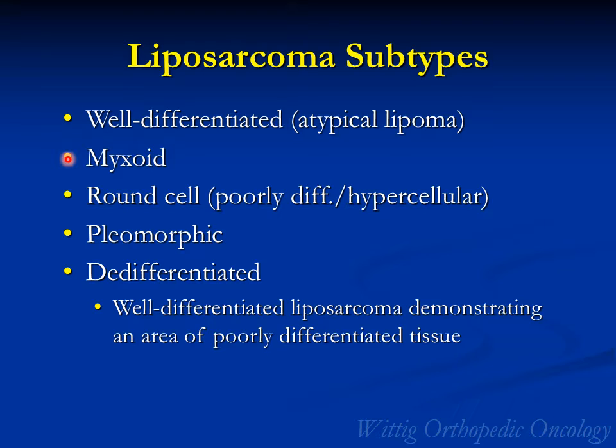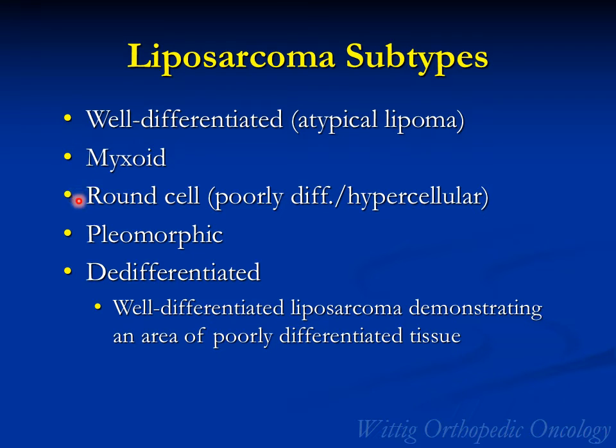Myxoid liposarcoma, which has a high fluid content because of the mucinous material, looks much different on an MRI, and you may not be able to identify fat within the actual tumor on the MRI. Then there's round cell, poorly differentiated hypercellular tumor, and pleomorphic liposarcoma. And as we're going from low grade or well differentiated to pleomorphic, these become higher in grade, with pleomorphic being the most aggressive tumor.